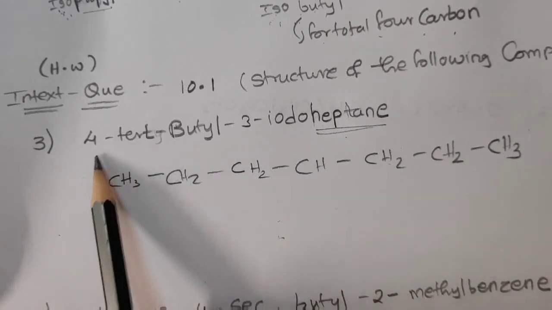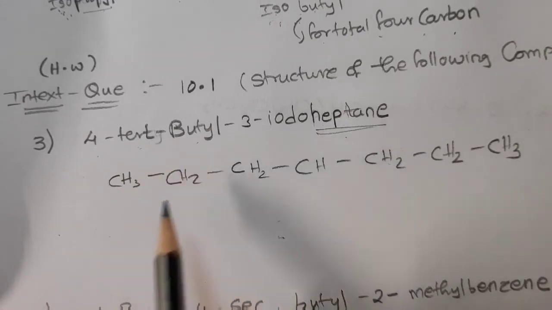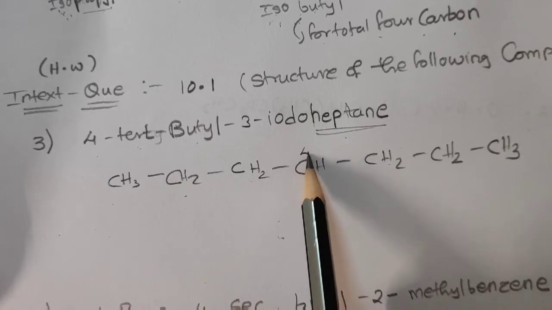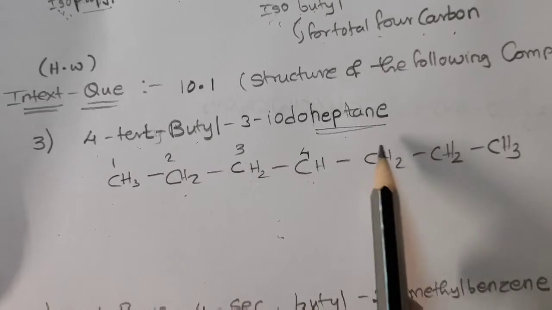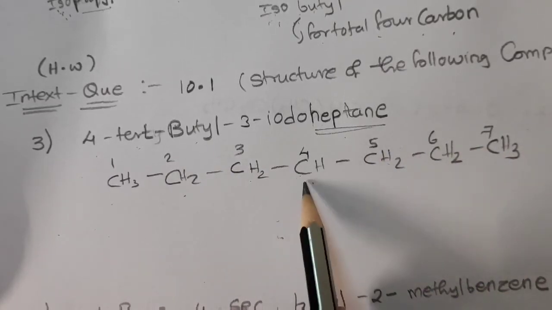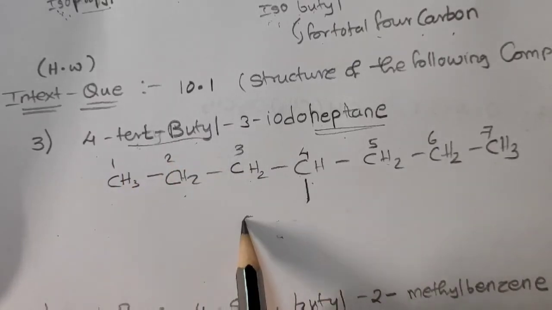Now the name is 4-tert. Tert means tertiary butyl. If you count here, total 7 carbons are there, and this is the 4th carbon I am talking about. So this is 1, 2, 3, 4, 5, 6 and 7, right? So what is present on this 4th carbon? The tertiary butyl. So how to write tertiary butyl?